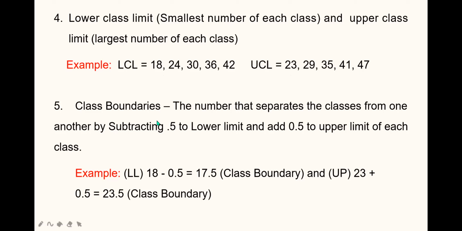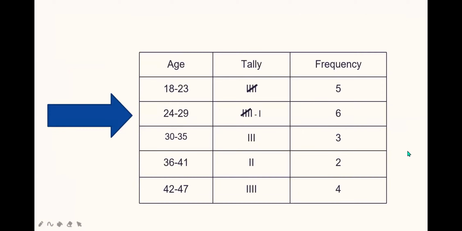So number 5, class boundaries, the numbers that separate the classes from one another, by subtracting 0.5 from the lower limit and adding 0.5 to the upper limit of each class. To further understand steps 4 and 5, I'm going to show you the table itself.